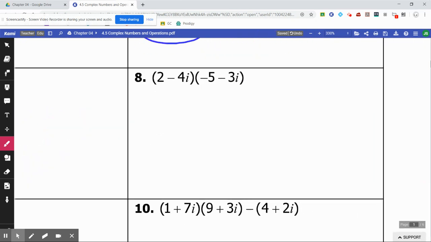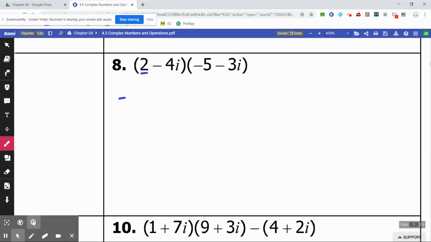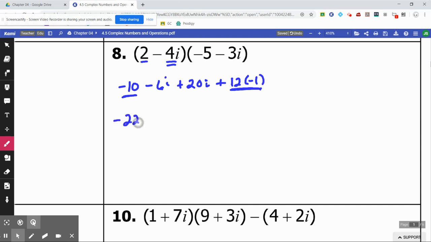Number 8, same thing, we are FOILing or distributing. 2 times negative 5 gives me negative 10. 2 times negative 3i is negative 6i. Multiply negative 4i times both, that'd be a positive 20i and a positive 12i squared. Anytime you have an i squared, again, it is replaced with a negative 1 if you'd like to go ahead and do that. Combine your reals first, and I can go ahead and do this all in one step. A negative 10, and when you multiply this, you'll get a negative 12. That'll give you a negative 22. Combine your imaginaries next. That gives you a positive 14i, and that is your final answer.